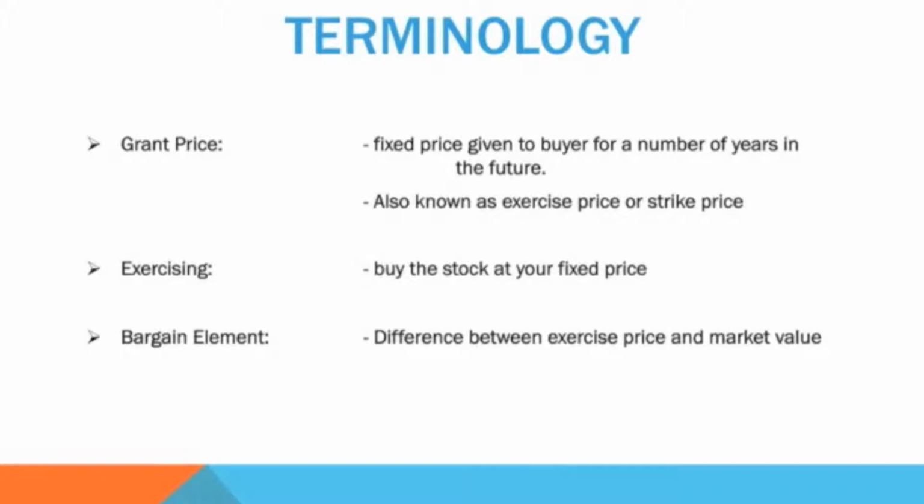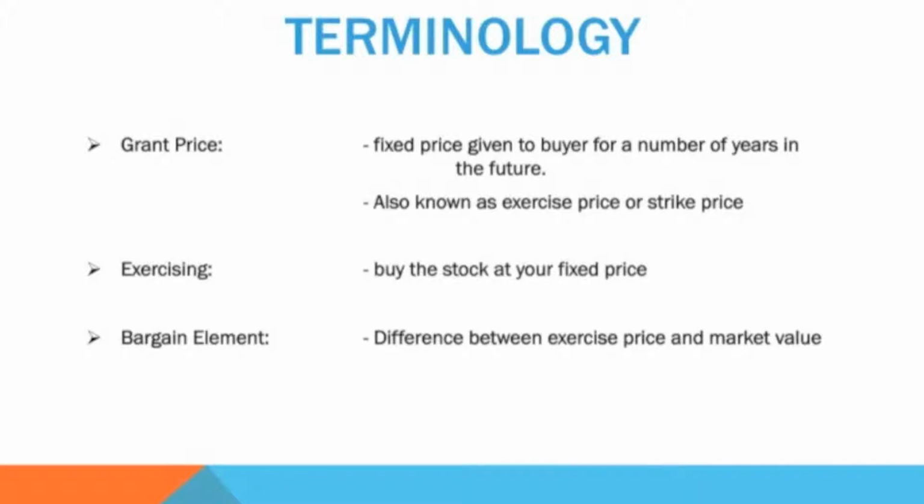Now, there is a lot of confusing terminology, and I want to address some of the major ones. First, when a firm gives you a stock option to buy a stock at a fixed price for a certain number of years in the future, this is called the grant price. This can also be called the exercise price or the strike price. This price never changes regardless of what the fair market value is.